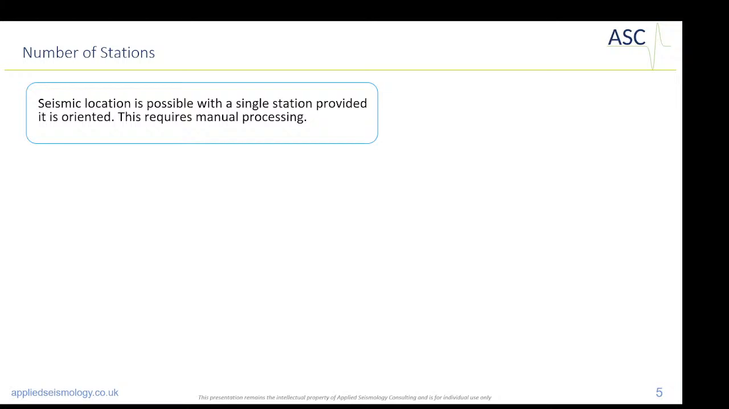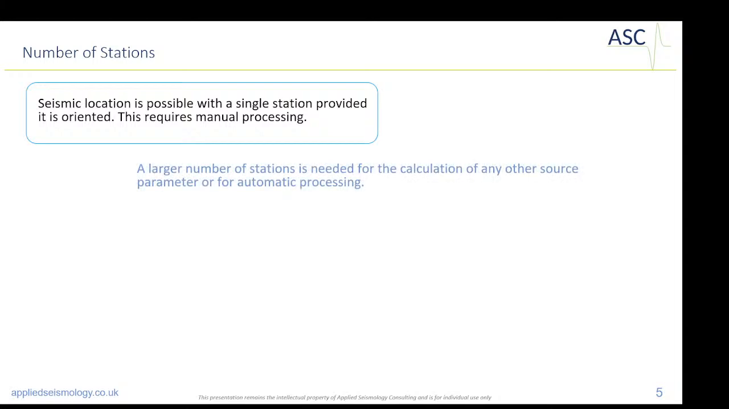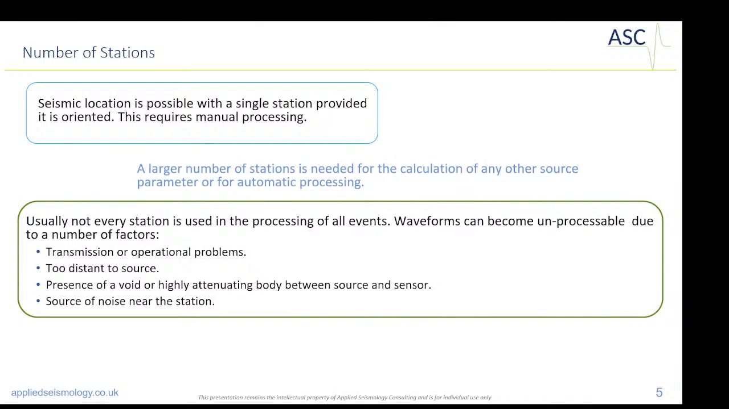So, number of stations, why is it critical? Well, in principle, as I said before, we can work with a single station, and a single station might give us results for location if this single instrument is a triaxial instrument, has at least 3 sensors. In principle this is enough to produce a location, but it typically requires manual processing, and also it's not a very robust solution. A larger number of stations is always needed if we need a calculation of any other source parameter that is not purely location, or if we want to automate the process and make it more robust.